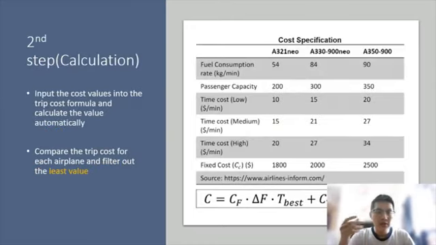Our part of cost calculation is based on this formula. We first preset the relevant values for each aircraft, and then submit the required cost value and the best time value into the formula. We then repeat the method for every criterion, and finally, we compare the different results and filter out the least value, which is the most efficient plane we are looking for.